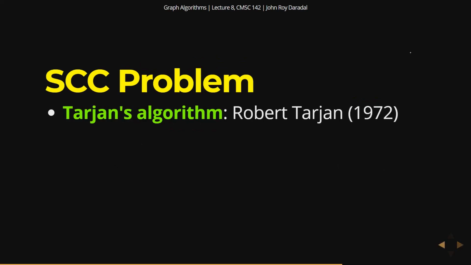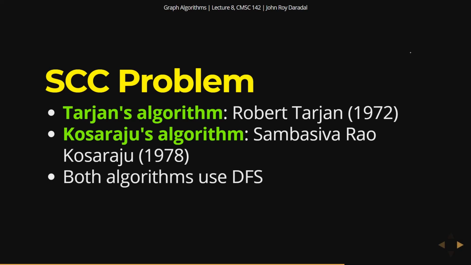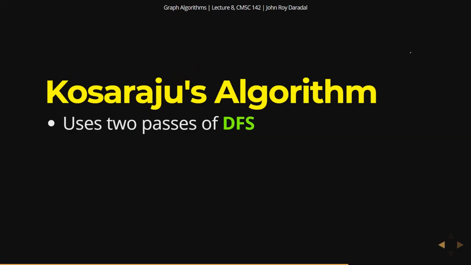So for the SCC problem, there are 2 algorithms that use DFS to solve it. One of which was Tarjan's algorithm, created by Robert Tarjan in 1972. And the other one was Kosaraju's algorithm, created in 1978 by Sambasiva Rao Kosaraju. We will discuss Kosaraju's algorithm in this lecture. Both algorithms use DFS. Kosaraju's algorithm uses two passes of DFS, so two DFS runs.